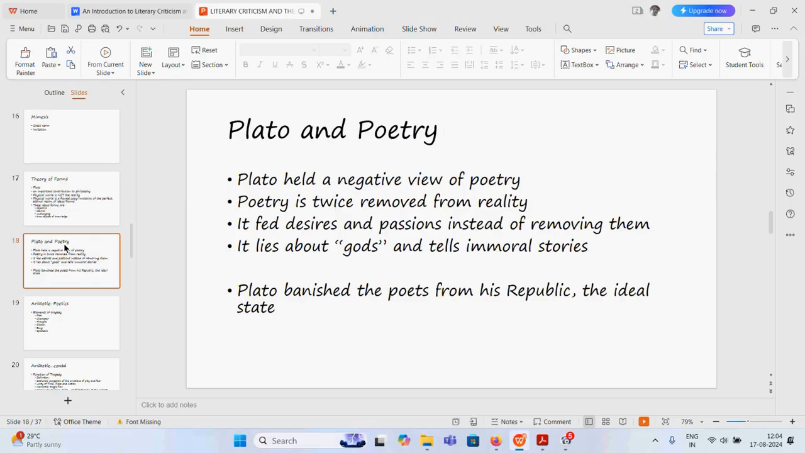In fact, Plato completely banished poets from his Republic. The Republic is the ideal state that is discussed or presented in the work by the same title.